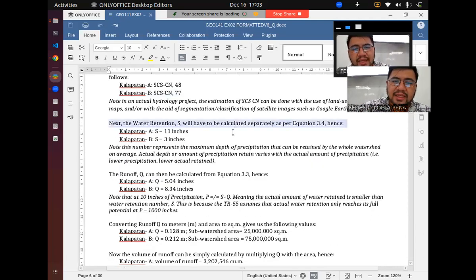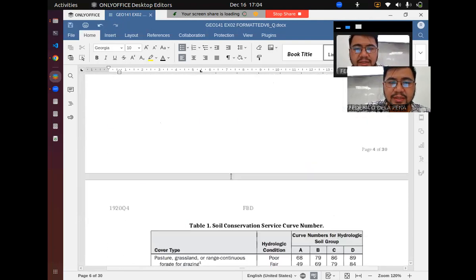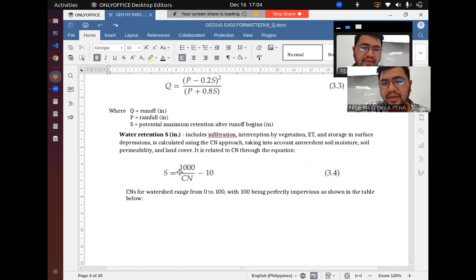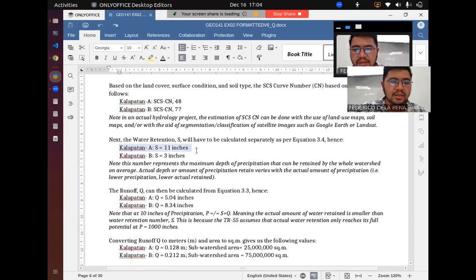Now, the next step is to just calculate the water retention. This is basically the depth of the precipitation that will be retained by the ground. So we just apply equation 3.4. S is equal to 1,000 divided by CN minus 10. So let's try that.